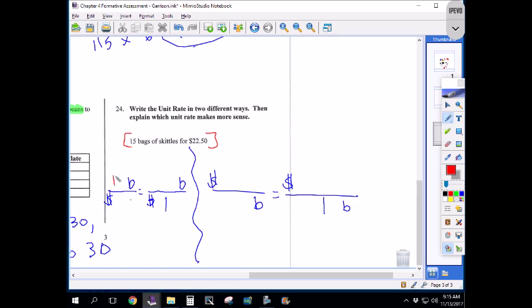So over here, bags I know are 15, and then I know that the cost is $22.50. Over here I know that money is now on the first term, the top, so it's going to be $22.50 for 15 bags. So over here, what am I doing to my amount of money? I'm dividing by $22.50, and then I've got to do the same thing over here, dividing by $22.50.